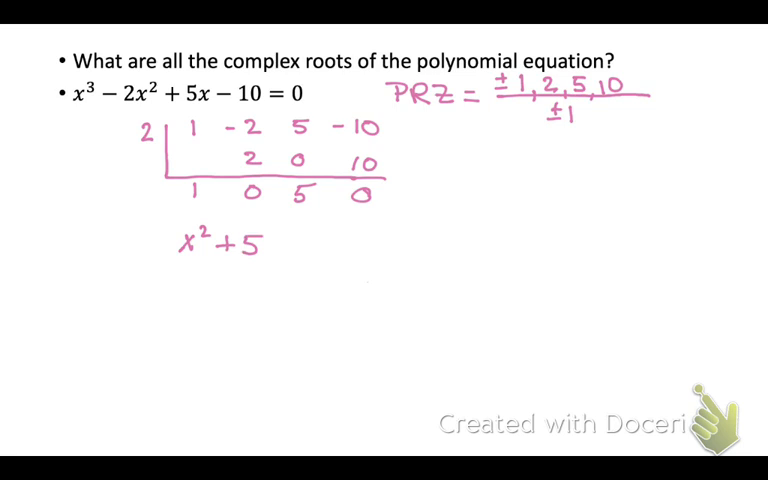Well, I don't even need to use the quadratic formula on this because I can just set it equal to 0. So you get x squared equals -5, take the square root, you get x equals plus or minus square root of 5i. Good job. And what else? 2. Yeah.